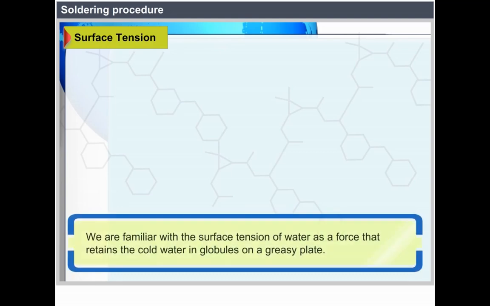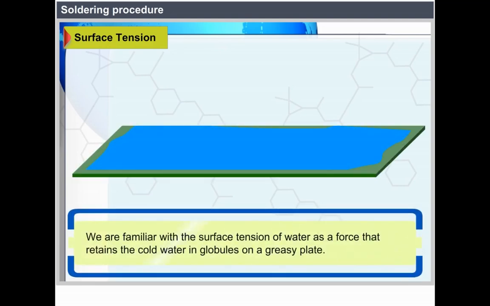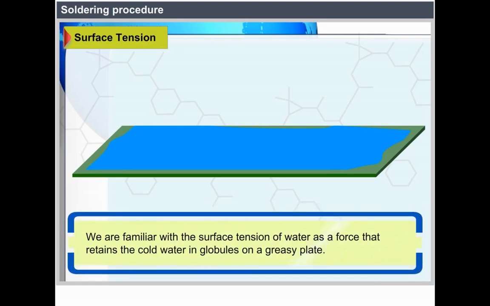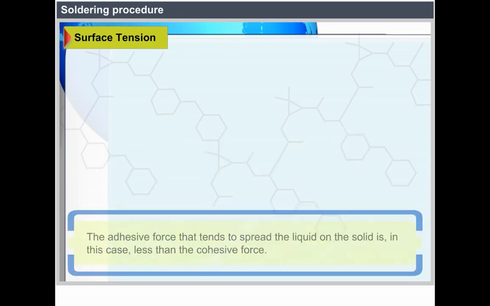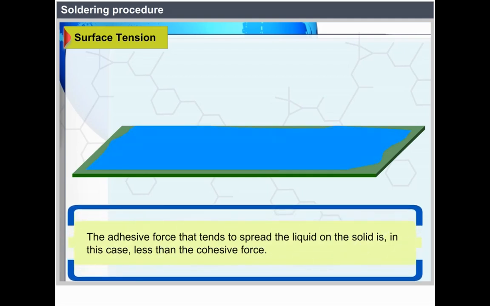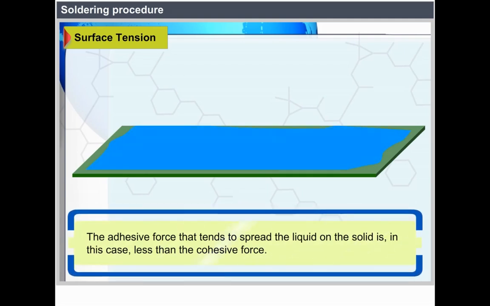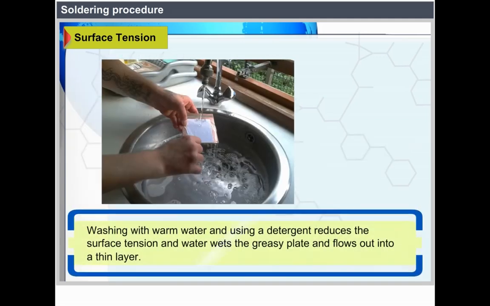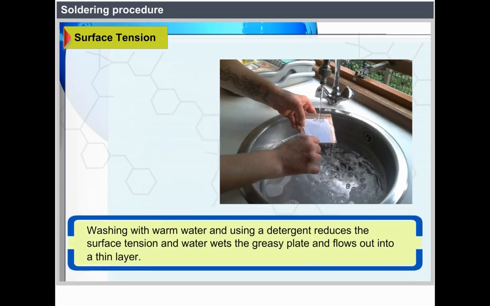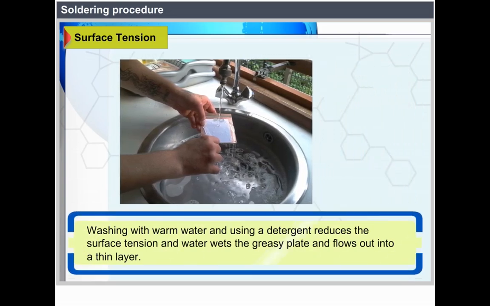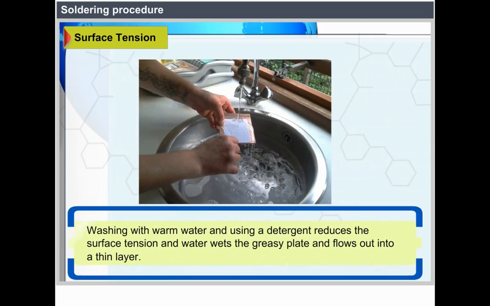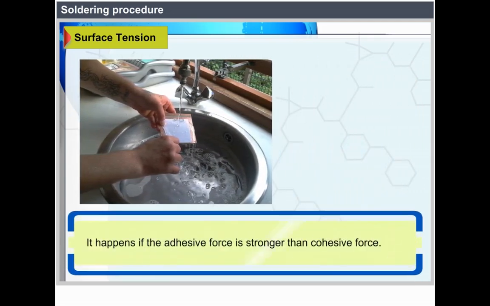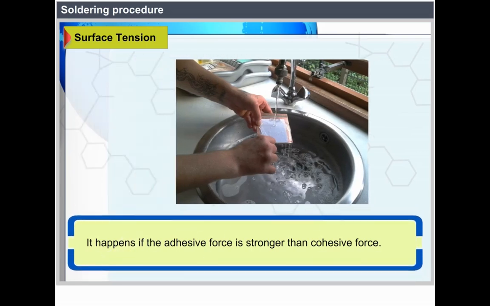Surface tension. We are familiar with surface tension of water as a force that retains the cold water in globules on a greasy plate. The adhesive force that tends to spread the liquid on the solid is in this case less than the cohesive force. Washing with warm water and using a detergent reduces the surface tension, and water wets the greasy plate and flows out into a thin layer.